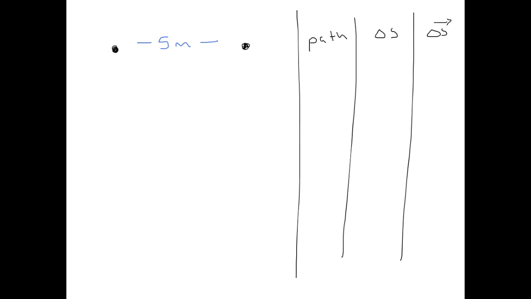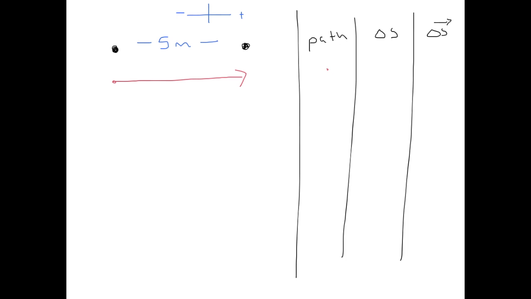Here are another set of points in space. They are 5 meters apart. Let's consider the distance and displacement of a few different example motions. Motion to the left will be considered negative. Motion to the right will be considered positive. In our first example, someone moves from the left to the right and stops.